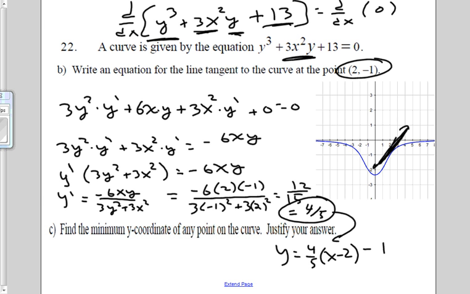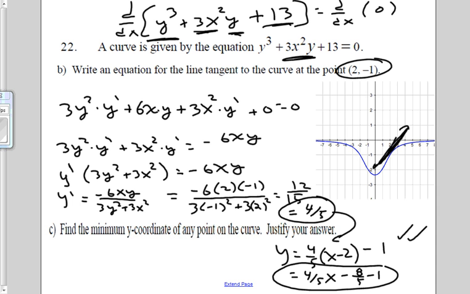And if we were to further simplify this, we get 4/5 x minus 8/5 minus 1. So, distributing it, minus 8/5 minus 1, and then we could add fractions, but this one is good enough. So there's our equation for our tangent line. And to do that, again, we just did implicit differentiation to find the derivative, and then used the equation for a line to find the equation for the tangent line.